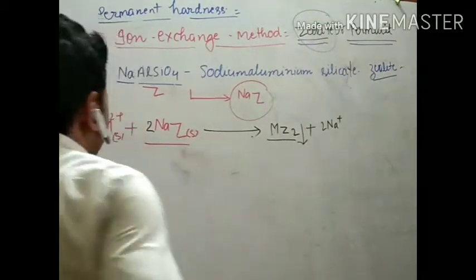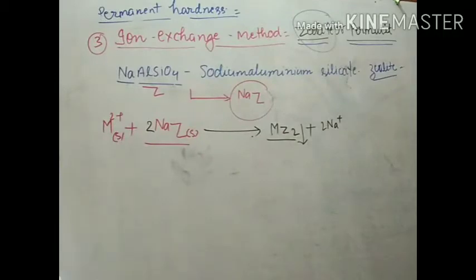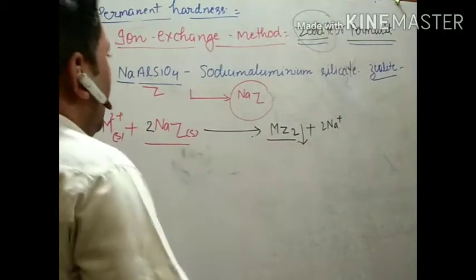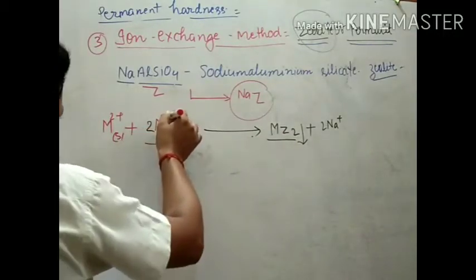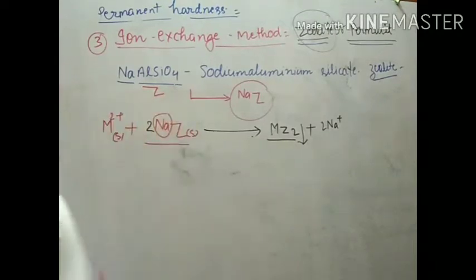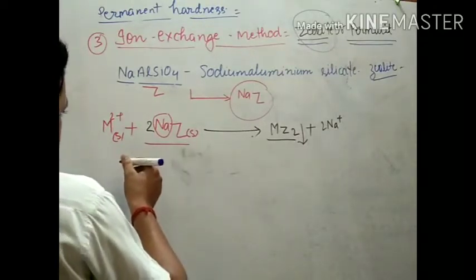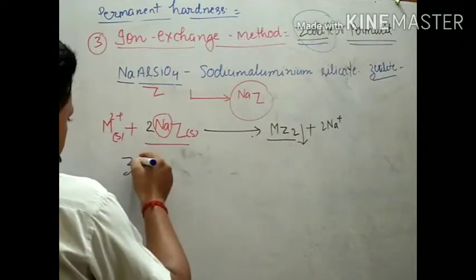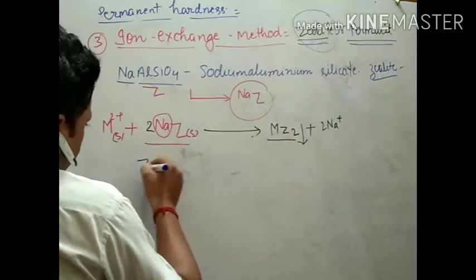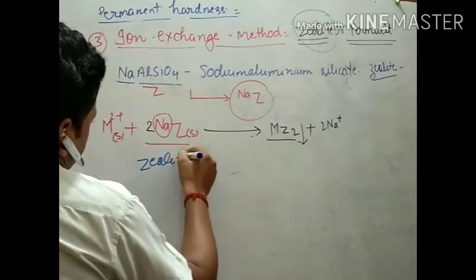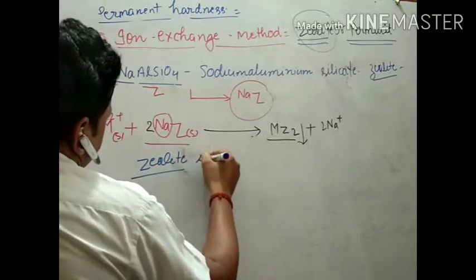One point we will see here. Here NaZ means that this is zeolite. When all the sodium ions of zeolite have been used, we say zeolite is exhausted.